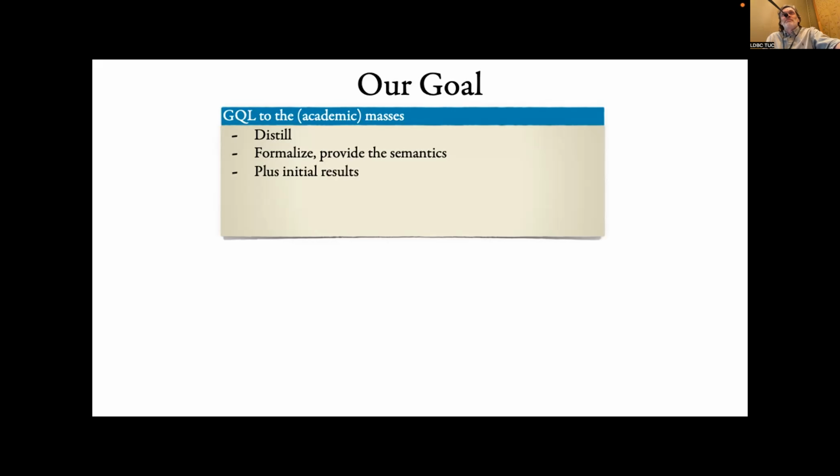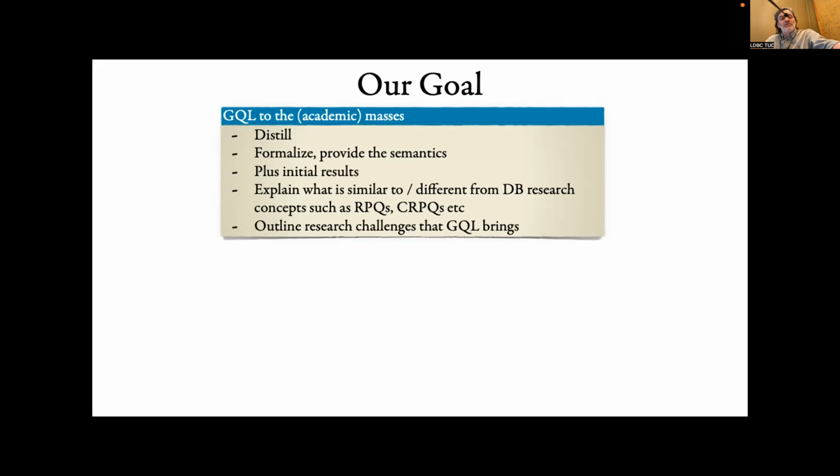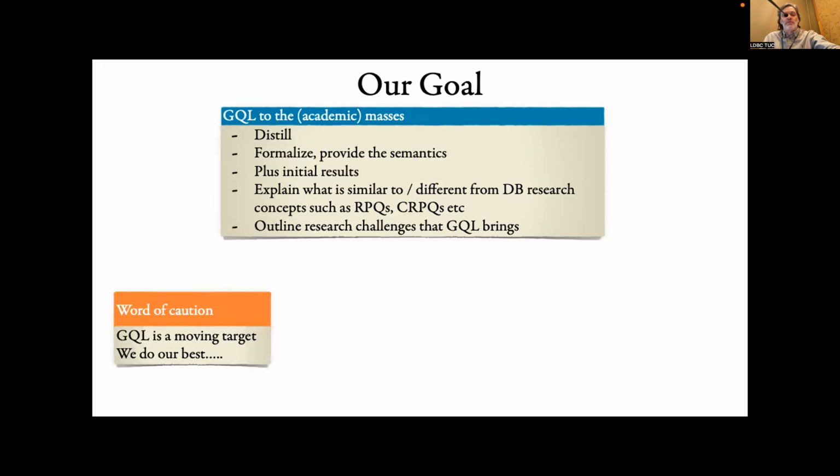If you just publish a paper with a definition, that's not going to get in. And also, explain what's similar and different from the database research point of view, which concentrates on regular path queries, conjunctive regular path queries, nested regular expressions, regular queries, and so on and so forth. Okay, and also outline the research challenges. So tell the research community to stop writing another dozen papers on RPQs in scenarios that nobody cares about, but do something useful.